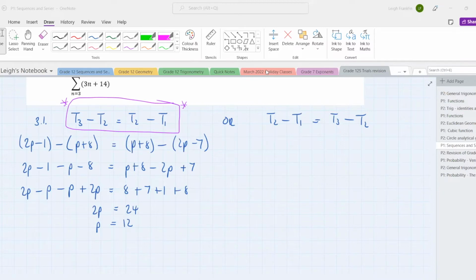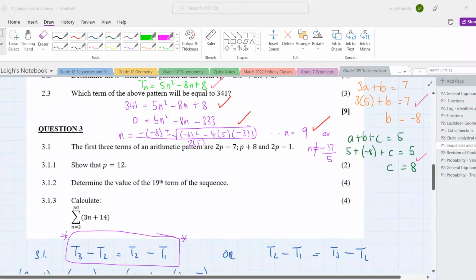Okay, let's go and have a look at the next question. We've shown that p is equal to 12. Now they want us to determine the value of the 19th term in the sequence. So how are we going to do that? How are we going to work out what the 19th term in the sequence is? Anyone got any ideas?